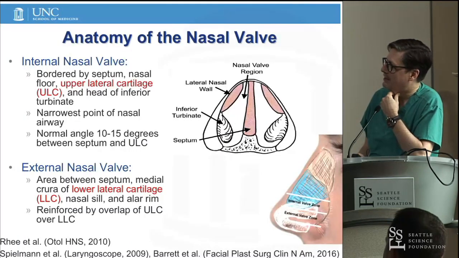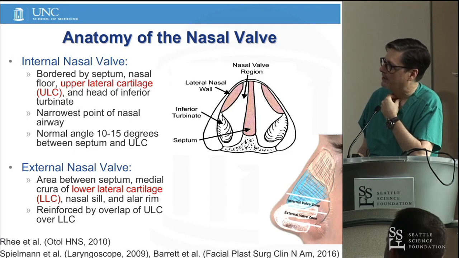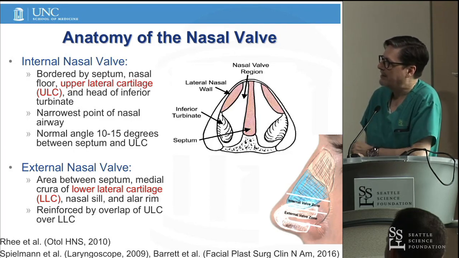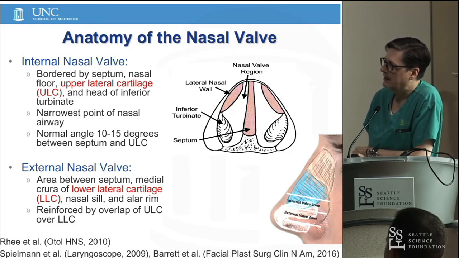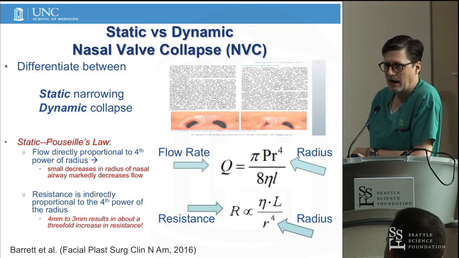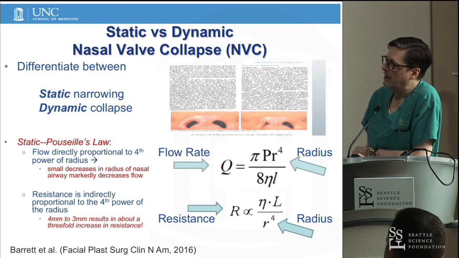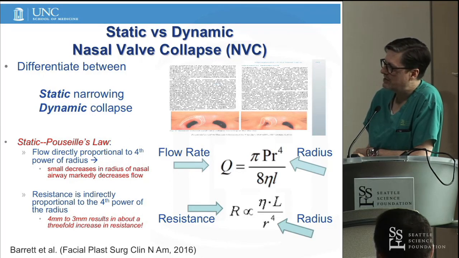So we need something that we can do that's fairly fast, fairly simple, and with very little complication risk. Just to remind you, the internal nasal valve really is formed by the upper lateral cartilage and the head of the inferior turbinate. It is the narrowest point of the nasal airway. The external valve is really down over the ala and the lower lateral cartilage. It's important to consider both static narrowing as well as dynamic collapse. Both can be important, and what you choose to do to the valve will differ depending on what you see.